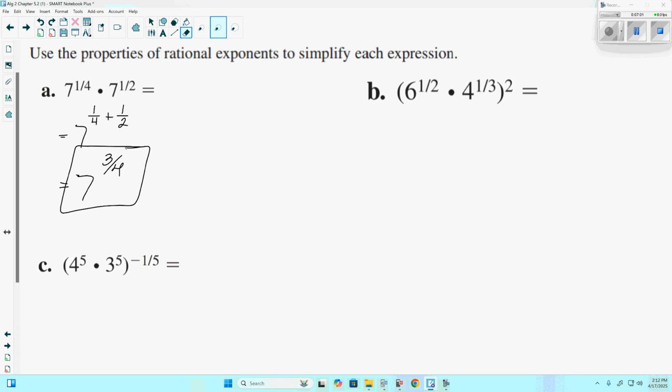B, 6 to the 1/2 times 4 to the 1/3, all to the second power. 6 and 4, not like bases, so we can't add our exponents. No same powers, but if we look at all of our properties, we do have power of a product that says if we have two things multiplied together to a power, we can apply that power to both terms. So really we have 6 to the 1/2 to the second being multiplied with our 4 to the 1/3 to the second. We can apply that power to both terms.